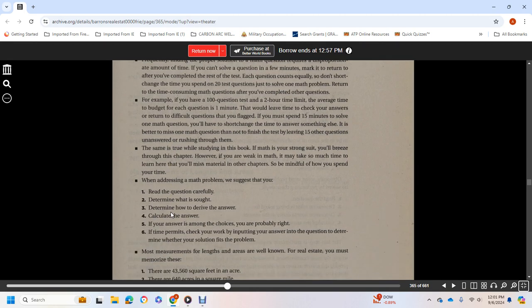The same is true while studying the book. If math is a strong suit, you can breeze through this chapter. However, if you're weak at math, it may take much time to learn, and you may miss the material on other chapters, so be mindful of how you spend your time.